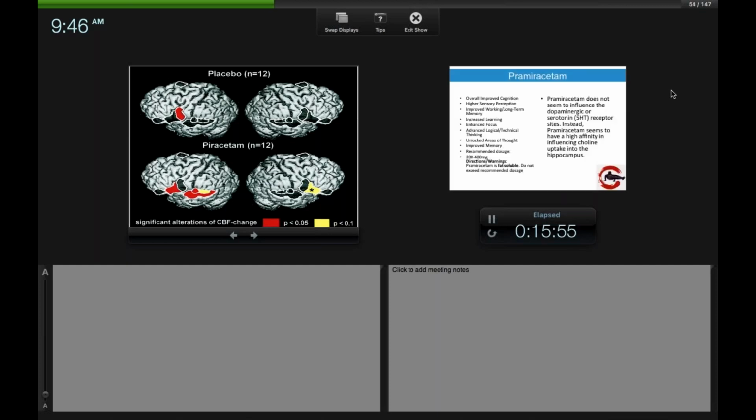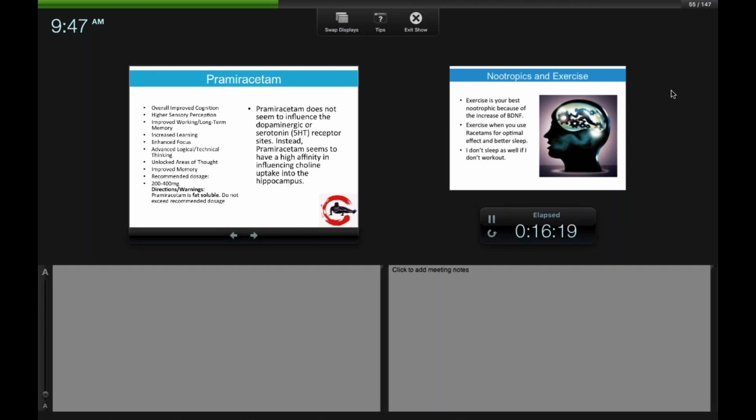Here's what you can see in a functional MRI. Piracetam versus placebo, the top brain is placebo. And so there's a little piece of the brain that starts lighting up. You know, I've taken something, but no significant alterations. But then you can see with piracetam, multiple processing centers of the brain start lighting up. So this is pretty powerful.